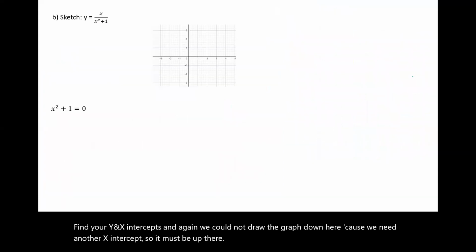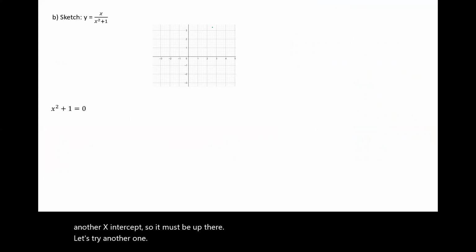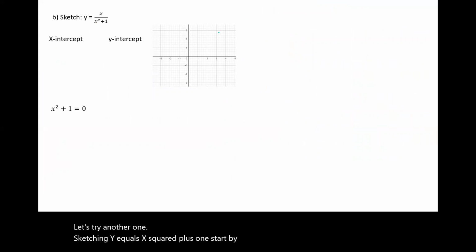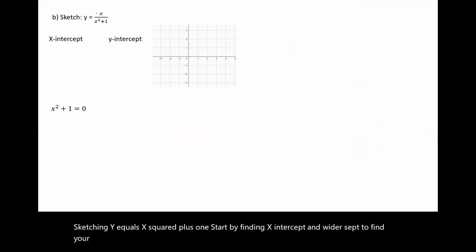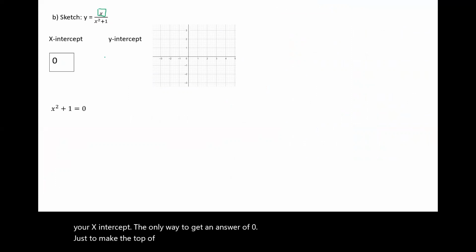Let's try another one. Sketching y equals x squared plus 1. Start by finding x-intercept and y-intercept. To find your x-intercept, the only way to get an answer of 0 is to make the top of a fraction equal 0. So that would be 0. The y-intercept, let all your x's equal 0, and you get 0 as well.